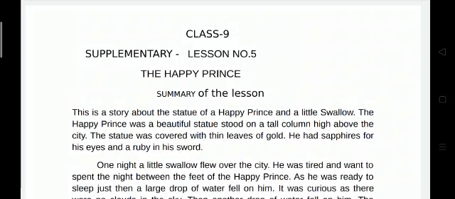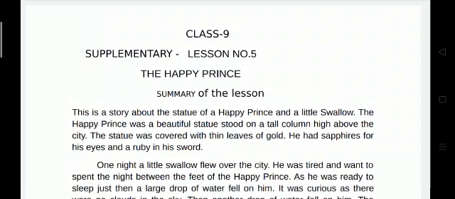It is a very beautiful story. It is an emotional story, plus it gives you a very good moral: to help the needy and to help the poor people. This is the message, this is the moral given in this lesson. Let's see the story. This is a story about the statue of a happy prince and a little swallow.